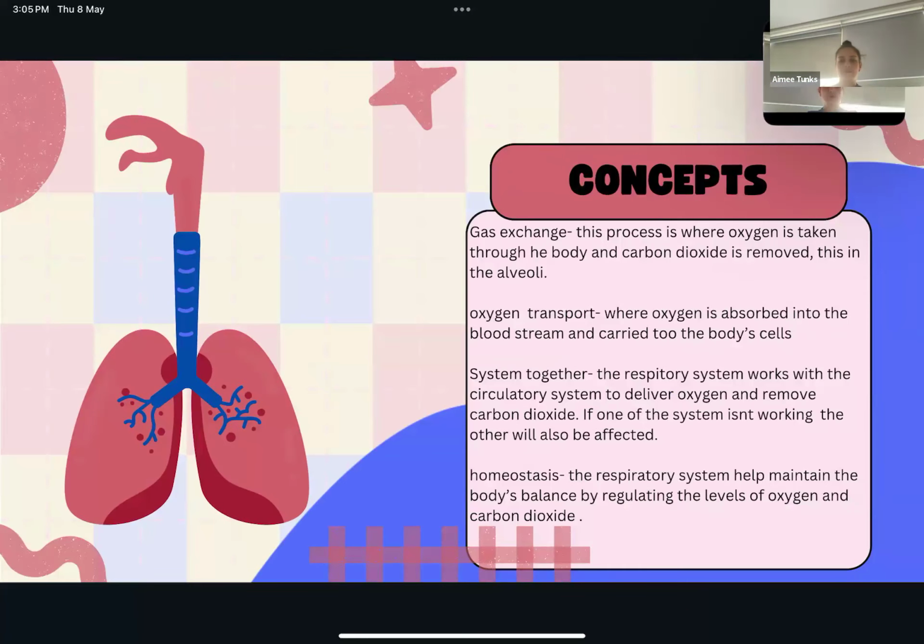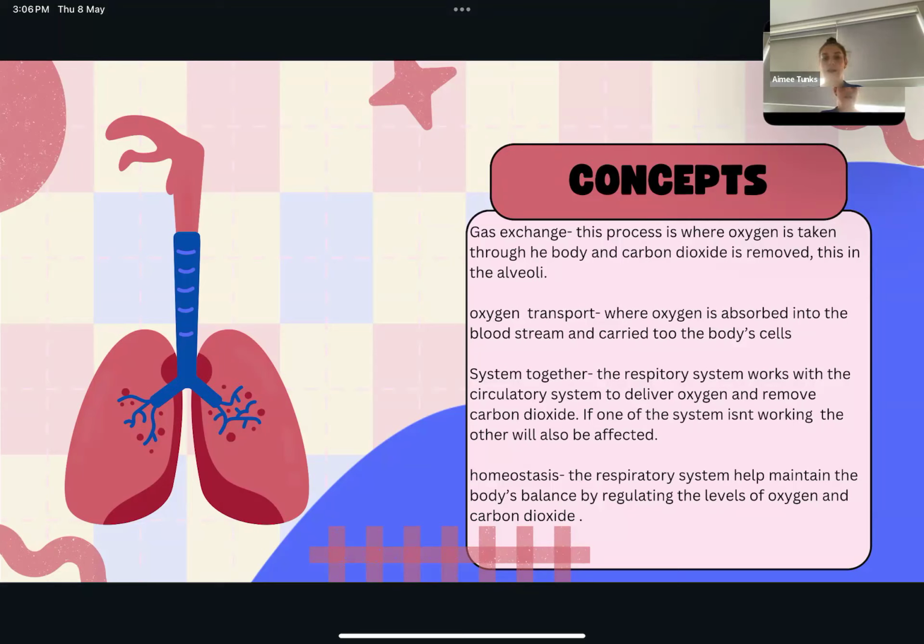Next will be the concepts that are part of this model. One of them would be gas exchange, which is the process where oxygen is taken through the body and carbon dioxide is removed. This happens in the alveoli. Another concept would be oxygen transport, where the oxygen is absorbed into the bloodstream and carried to the body cells.